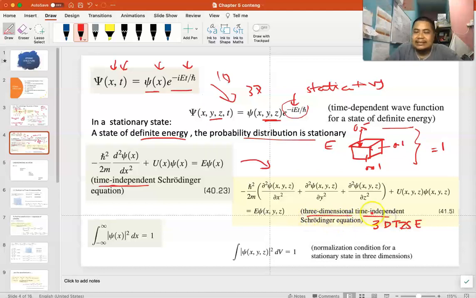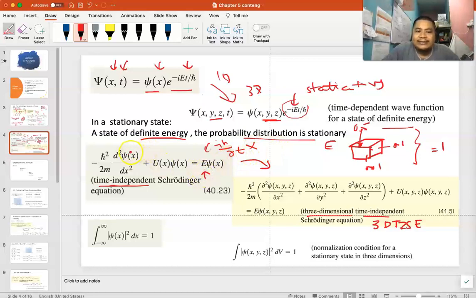Time dependent, maknanya kita abaikan perubahan the change in the state of the system. Okay, so previously we have learned about this time independent Schrödinger equation. We no longer have i h bar partial psi over partial t, right? Kita tak ada dah ni, because the state is stationary. So when it is stationary, it has a fixed energy.